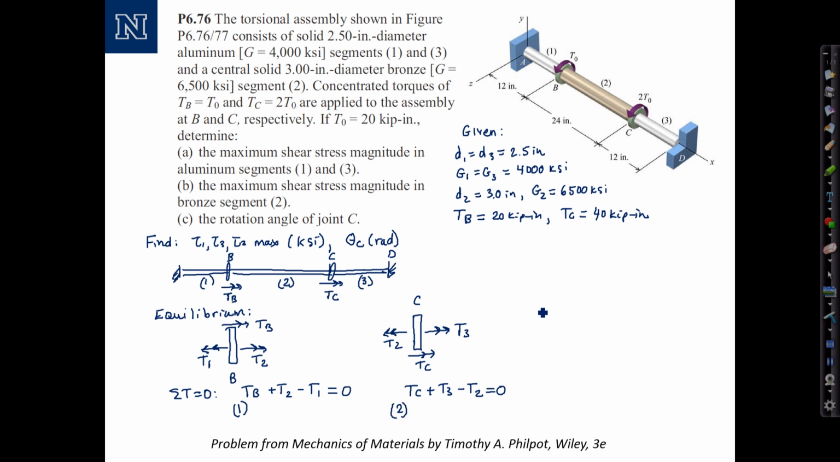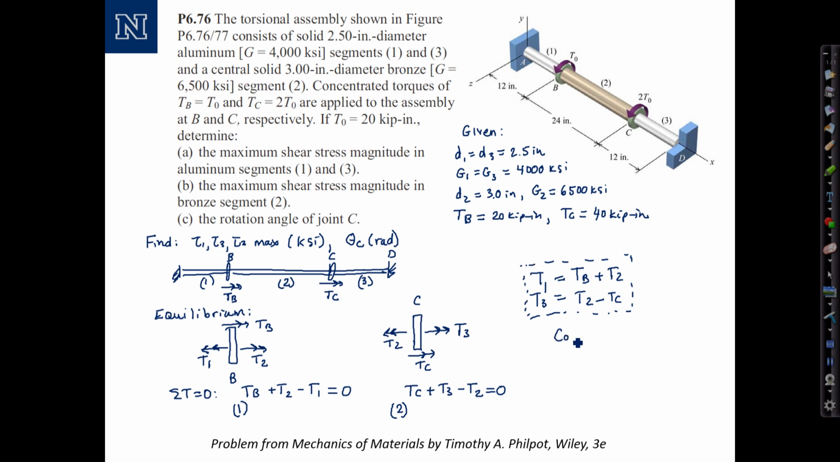Okay? Note now that if I look at the variables in those equations, the first equation has T2 and T1. The second one has T3 and T1. So I'm going to rearrange these and solve for T1 in terms of T2 and T3 in terms of T2. That means I would rearrange equation 1 to be T1 equals T sub B plus T2. And T3 is equal to T2 minus TC. That comes from the second equation. And these are the equilibrium equations I'm going to use working forward in the problem.